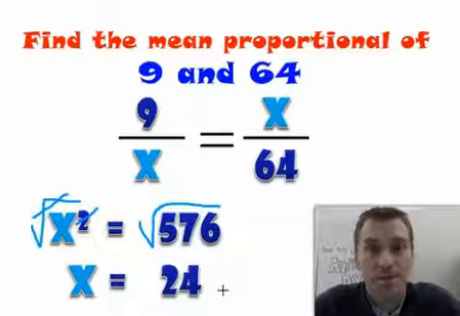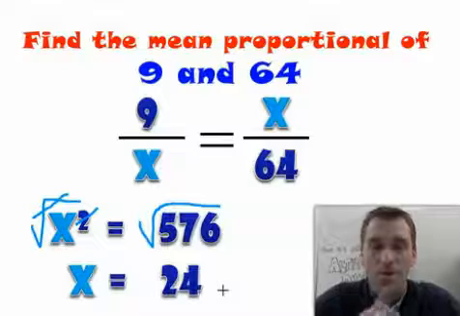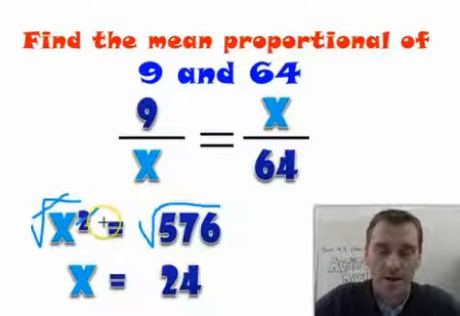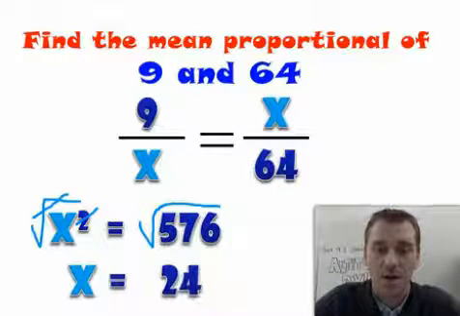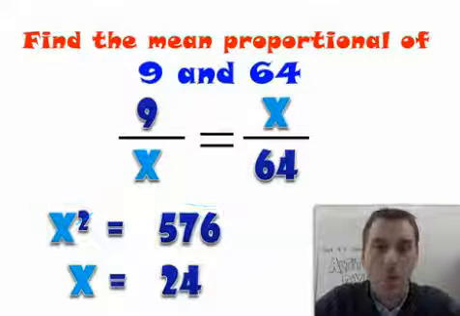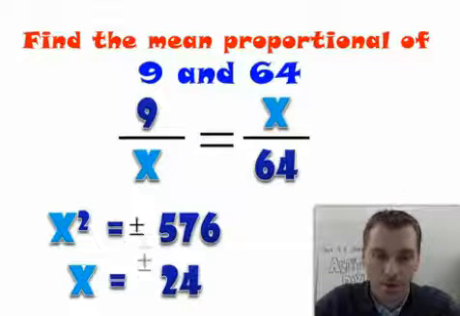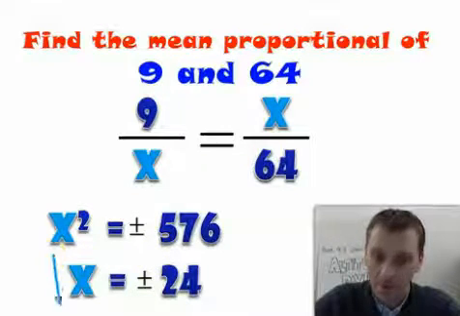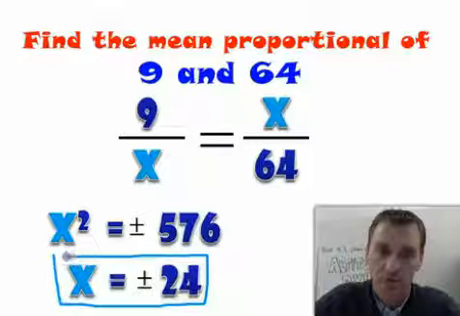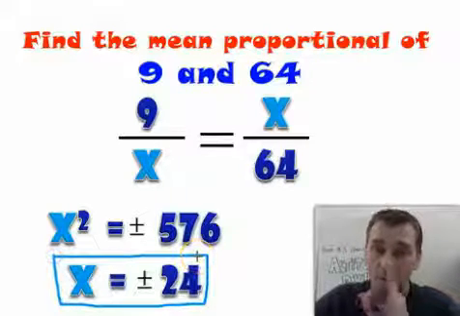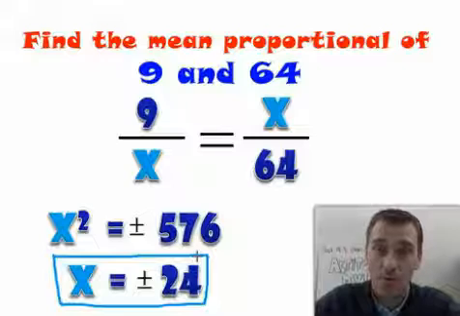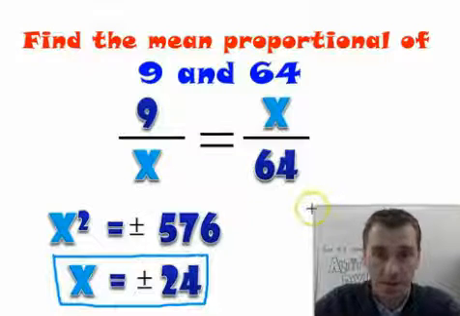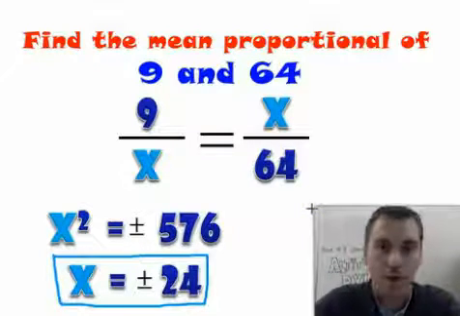I did it on purpose. Did you miss it? Remember, when you take the square root of both sides, ladies and gentlemen, it is always plus or minus. Always plus or minus when you do the square root of both sides. So technically, there are 2 answers to this question. It is positive 24 or negative 24. That's going to come into play here when we get to the examples in the next video. But mean proportional is a nice little reminder.